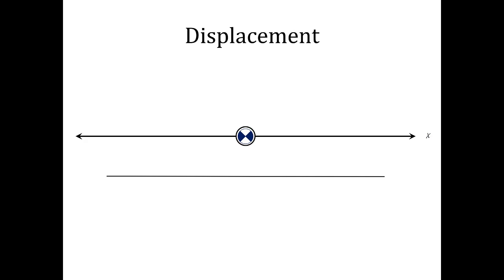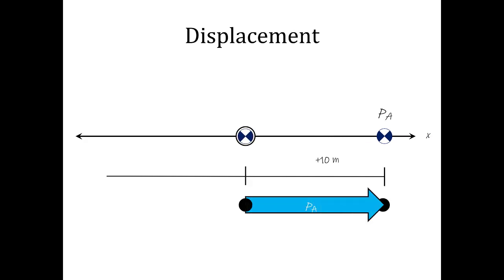So next, we can talk about displacement. Displacement, remember, is a change in position. So now, again, we are going to travel along our x-axis. And let's say we start at our origin, and we move from left to right, and we move to position A, which is now 10 meters away from the origin. Now we have a displacement vector rather than a position vector, and again, it's going to point from left to right.